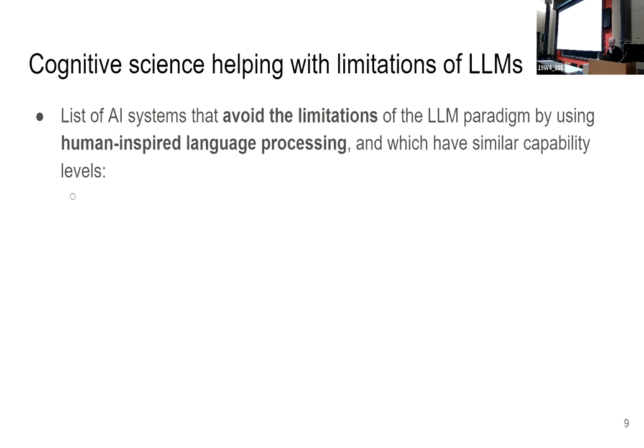And you might think, okay, well, cognitive science can help us iron out these limitations. Again, I would just argue that empirically, the list of AI systems that avoid the limitations of the LLM paradigm by using human-inspired language processing, and which have anything like the capabilities of the large language models, is as follows. Again, because I don't want to believe this thesis, I would be happy to have people help me fill in these lists.